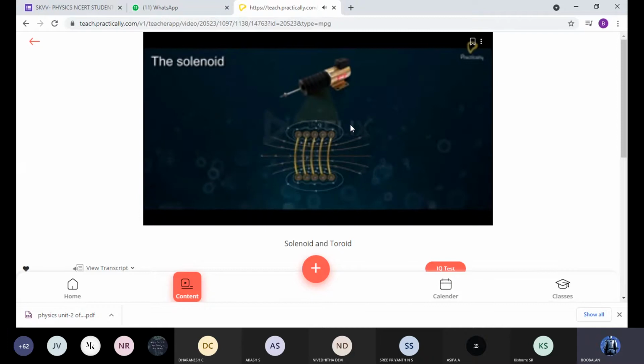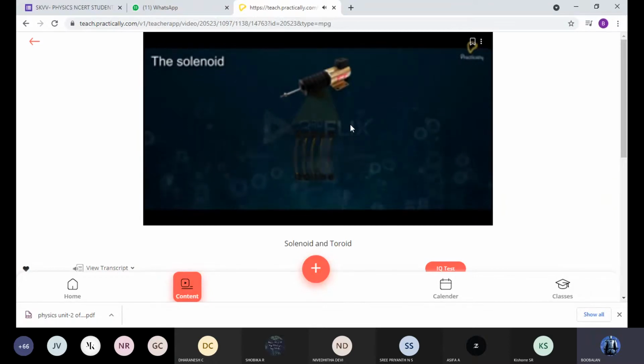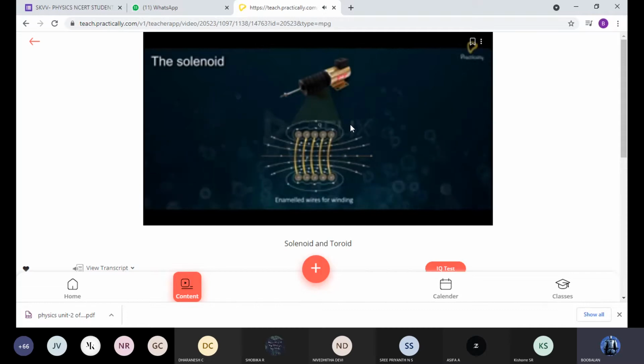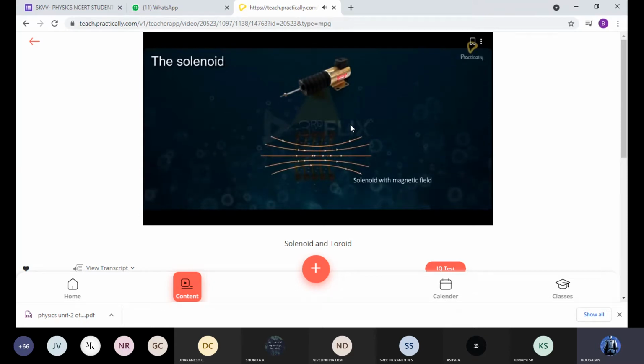The solenoid consists of a long wire wound into a tightly packed helix with less space between the loops. Each turn is considered as one complete circular loop. These loops are insulated from each other, and hence enameled wires are used for winding. A finite solenoid, with its magnetic field, is as shown.